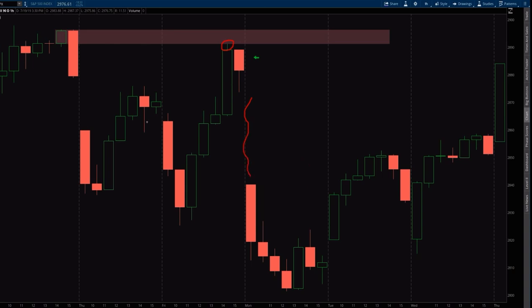So knowing where these zones are will protect you guys, and knowing where these zones are will make you guys profit, right? It's very simple. Please do not overcomplicate this at all.